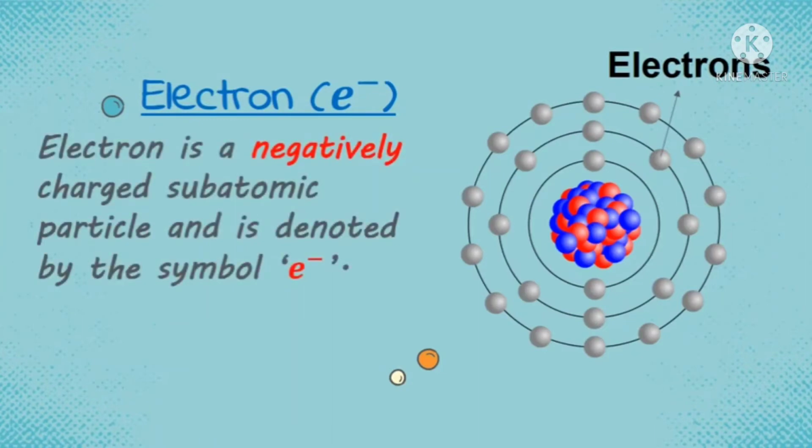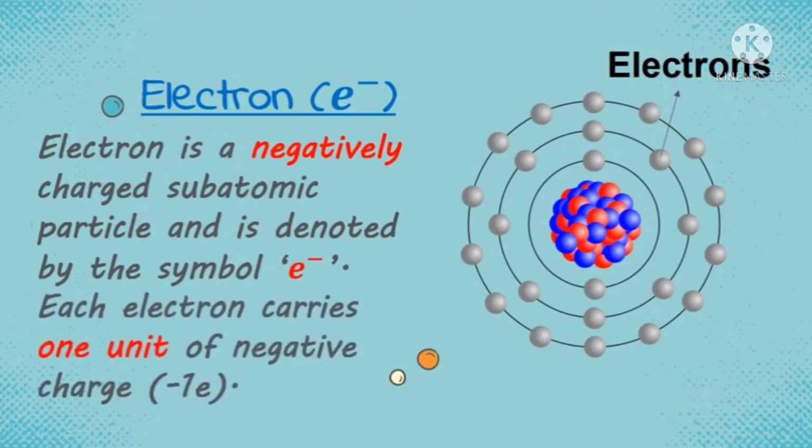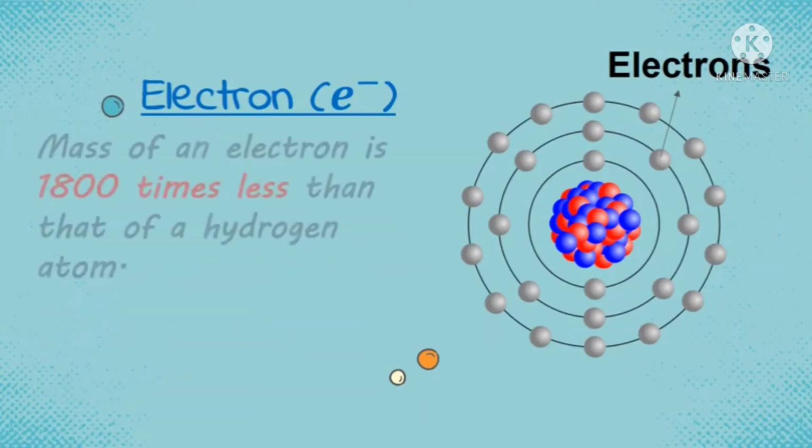Here the electron is a negatively charged subatomic particle and it is denoted by the symbol small e, and the minus sign is showing it has a negative charge. Each electron carries 1 unit of negative charge. So it will be shown by -1 electron. The mass of an electron is 1800 times less than that of a hydrogen atom.